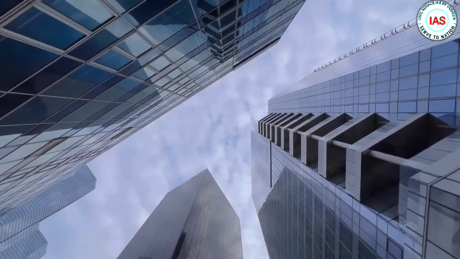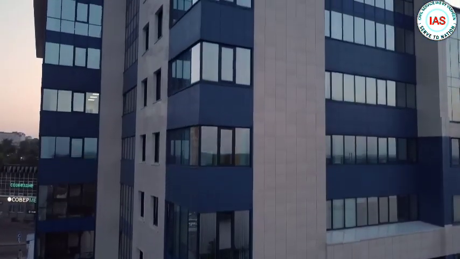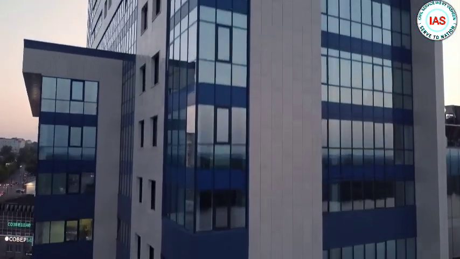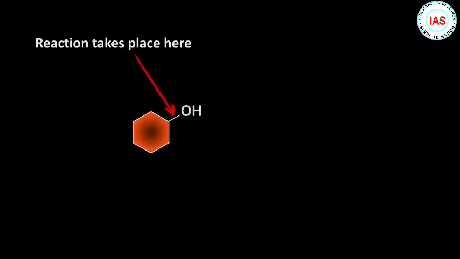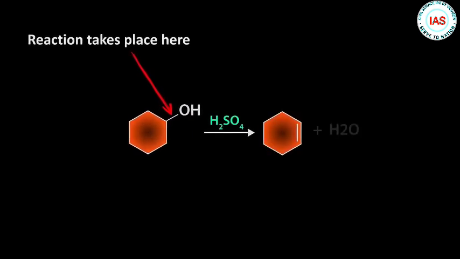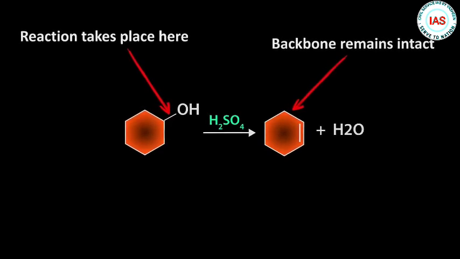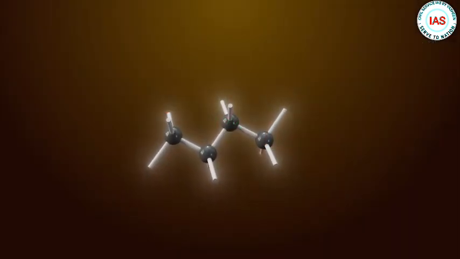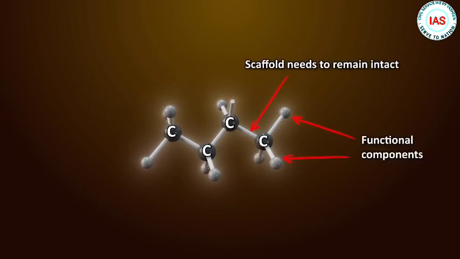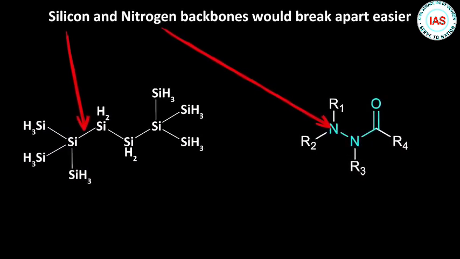You can't make a skyscraper with a foundation built from cardboard. The structural support has to be strong to hold the walls, windows, and doors. Organic molecules have the same need. The backbone has to be strong enough to withstand the conditions under which other parts of the molecule break their bonds and react chemically with other molecules. So the carbon-carbon scaffold needs to remain intact while the functional components break apart. A molecular scaffold made from nitrogen or silicon would more easily break apart.